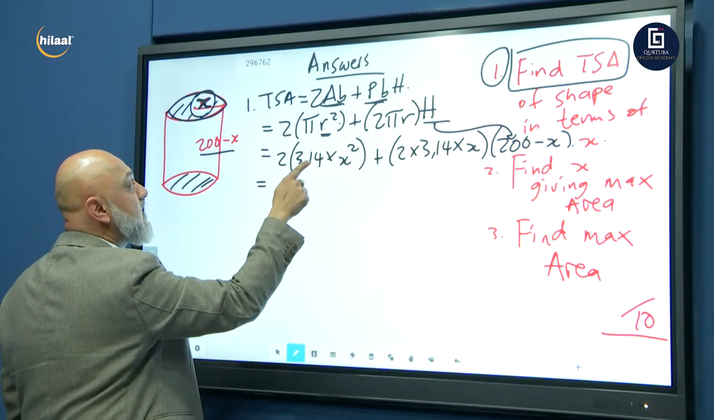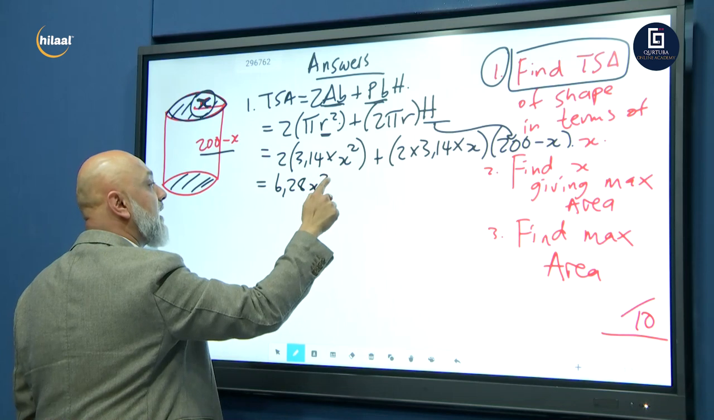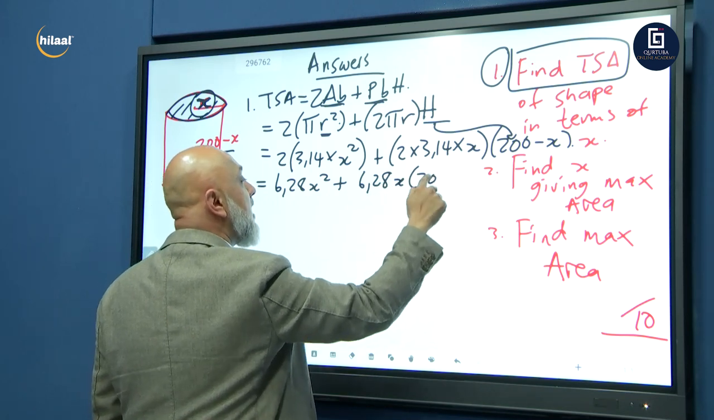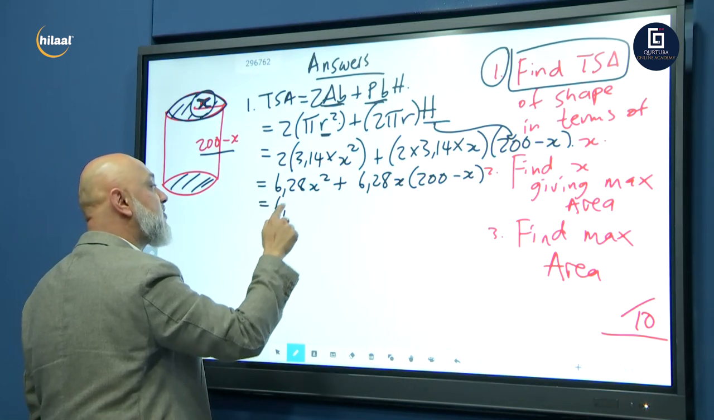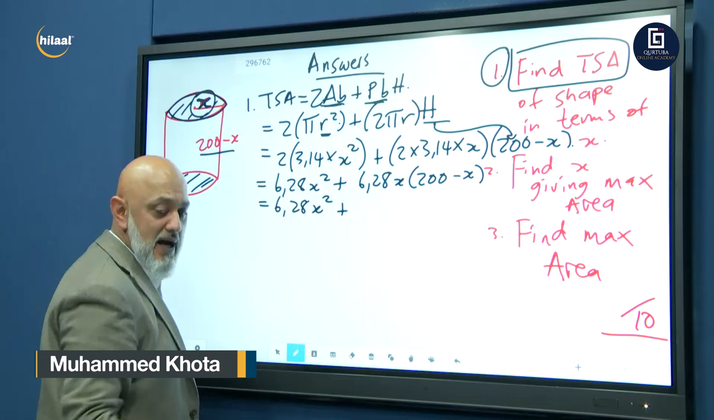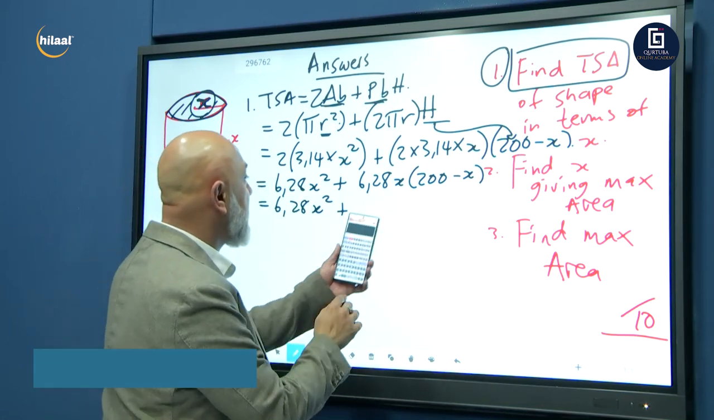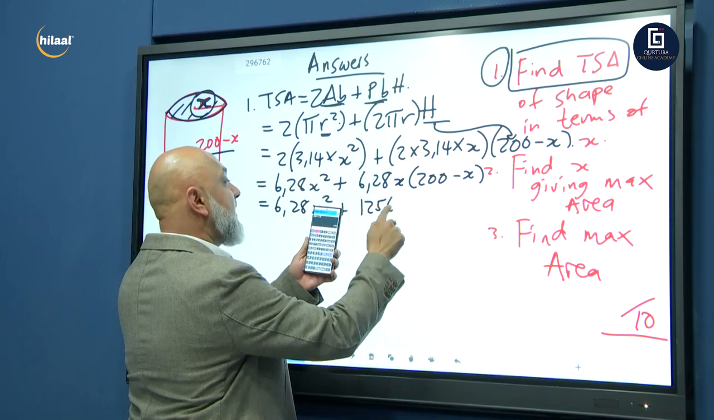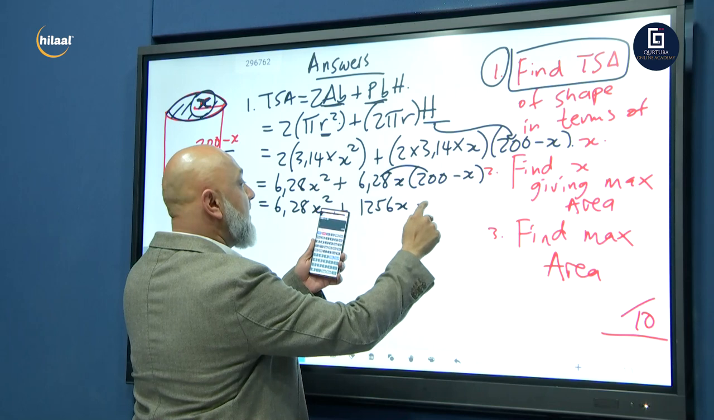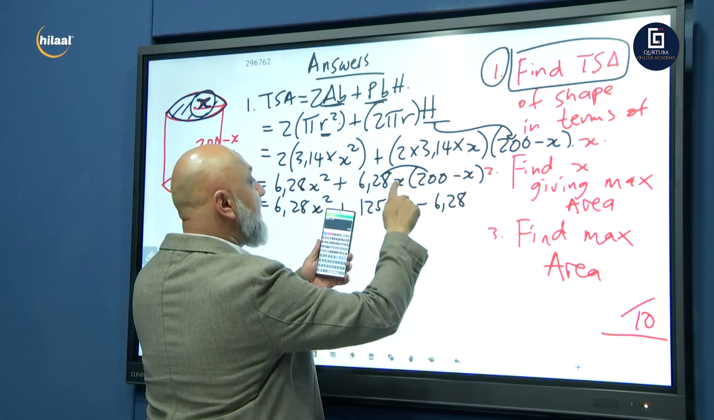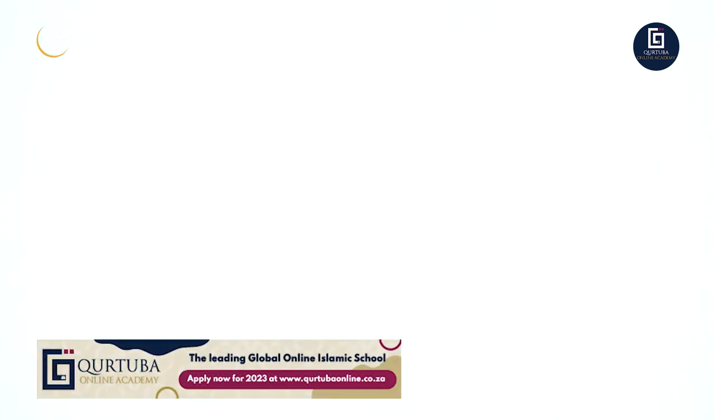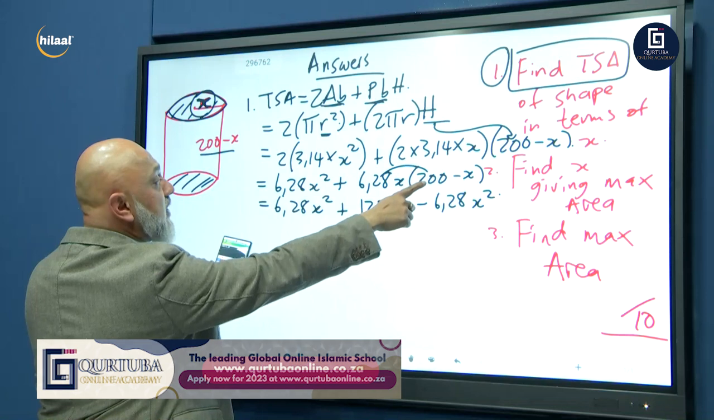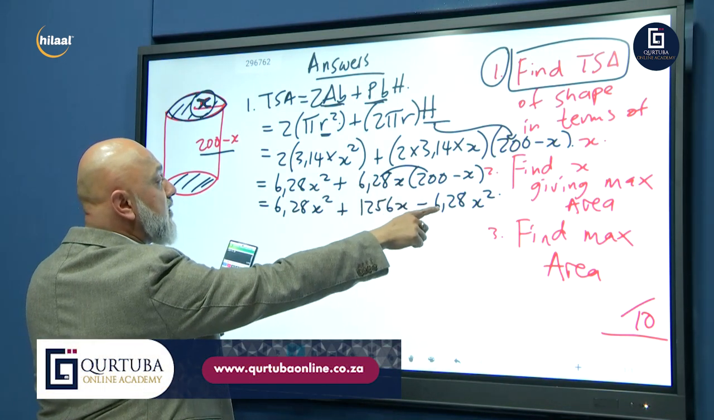We now just substitute. 2 times 3.14 is 6.28x squared, plus 2 times 3.14 is 6.28x into 200 minus x. Let's multiply this out. 6.28x squared plus 200 times 6.28. Let's go to our calculator: 200 times 6.28, and we get 1256x. Remember, I'm multiplying this by that x. Minus 6.28x times x is 6.28x squared.